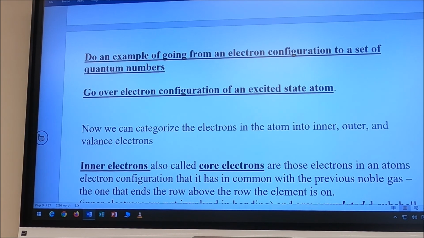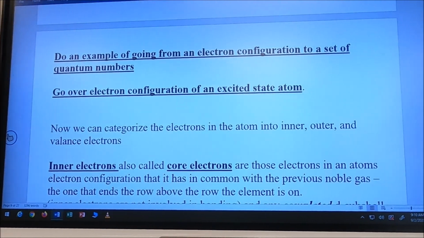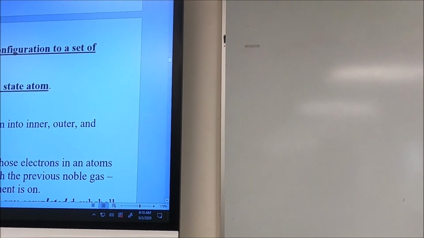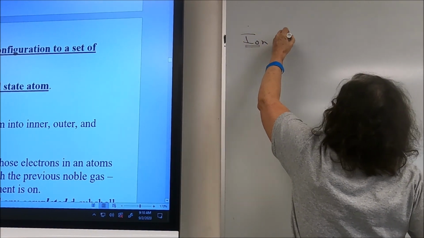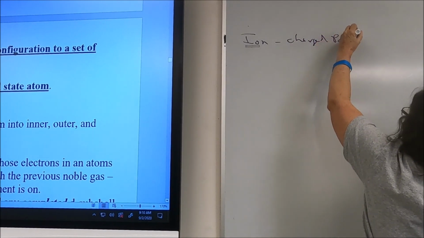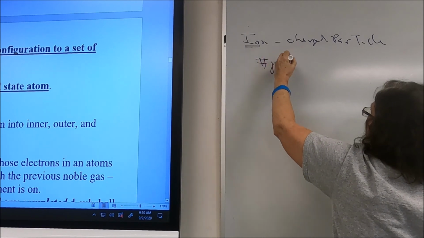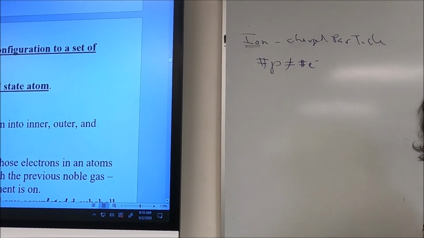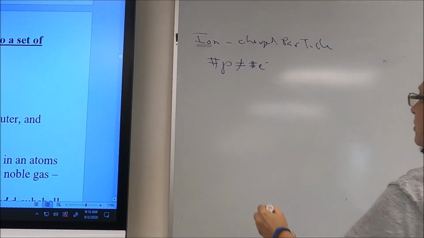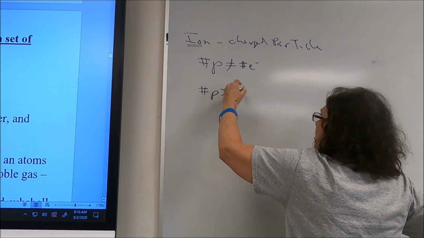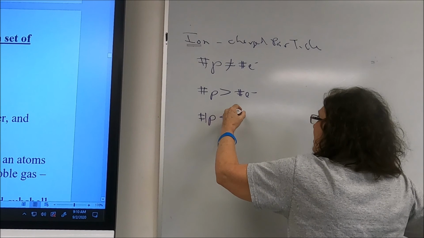Now, I want to talk about electron configurations for ions for a second. And I want to talk about excited state versus ground state. So we're going to look at an ion first, and then we're going to talk about ground state versus excited state. Now remember, an ion is a charged particle. So the number of protons does not equal the number of electrons. And we have two options here. The number of protons can be greater than the number of electrons, and the number of protons can be less than the number of electrons.